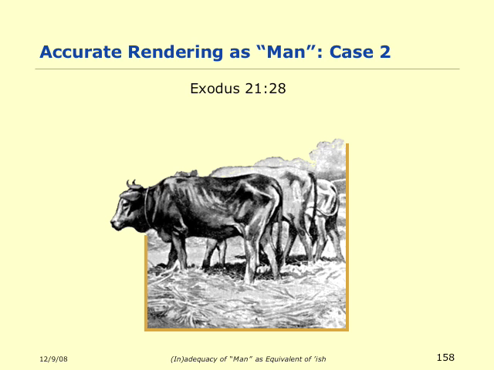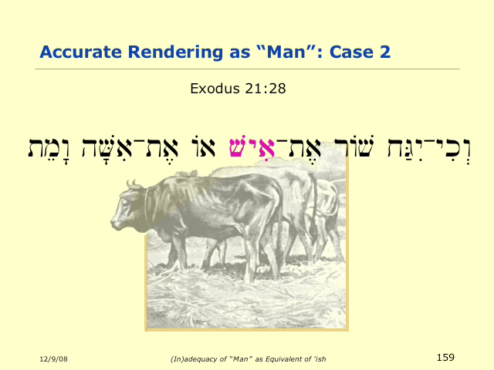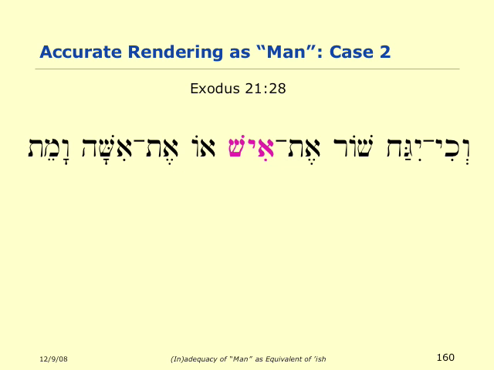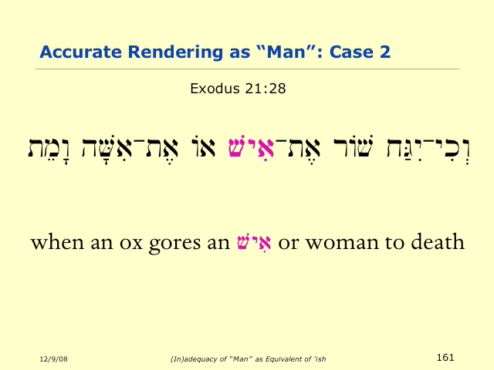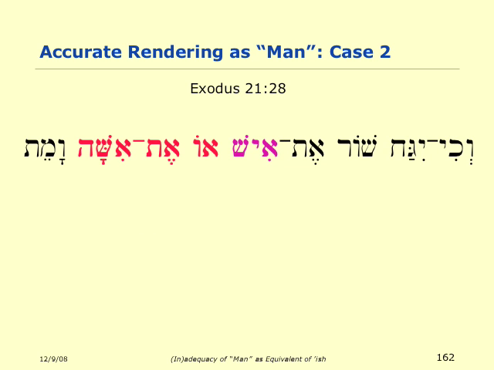And then there are the situations where ish has a clearly male sense and where man clearly means adult male. For example, in this instance from the Covenant collection, similar to the case that we considered earlier, V'chi yigach shor et ish o et isha v'meit. Regarding the noun ish itself, the context makes clear via counterposition with isha that in this case only a non-female victim is in view with ish.